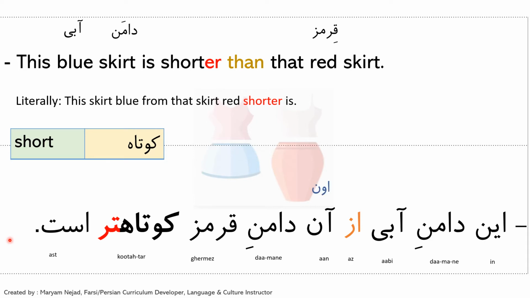And then the informal of آن is اون, and the informal of کوتاه‌تر است is کوتاه‌تره. So I will read this sentence one more time in informal language and a little bit faster. این دامن آبی از اون دامن قرمز کوتاه‌تره.